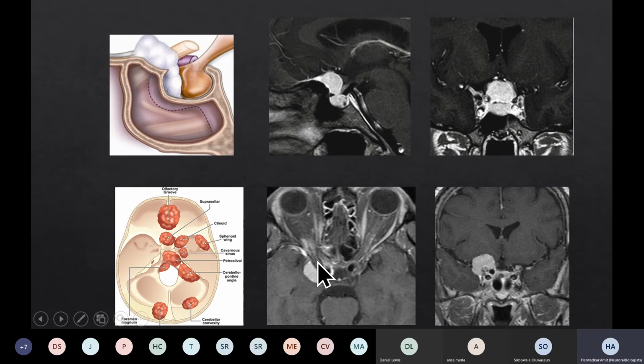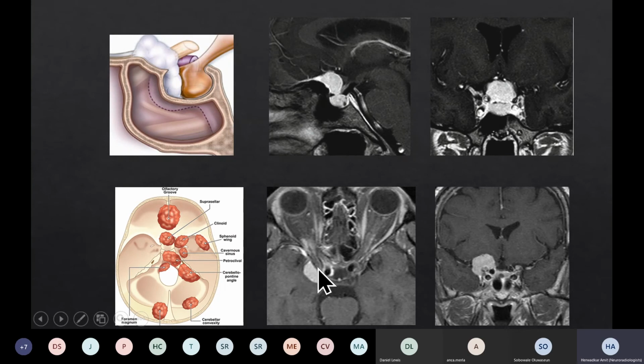So the anatomy was the same as before. This is the anterior clinoid process. This is the orbit with the optic nerve leading into the suprasellar region. So the optic nerve is going to be here. This is the optic nerve here. This is a carotid artery with the flow void, the black flow void. Again, very important to identify these structures.